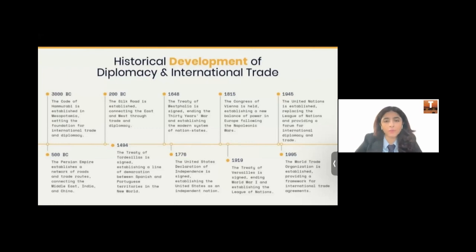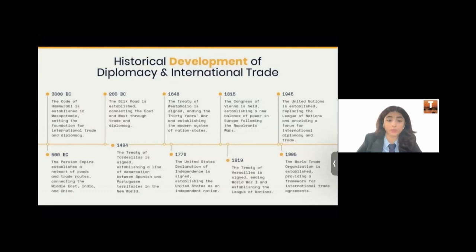Now, we have all heard about the Persian Empire, the Greek Empire, right? And the Persian Empire, particularly under Cyrus the Great, 6th century BCE, implemented policies to promote international trade. The empire facilitated trade along the Royal Road, a vast network connecting Asia and Europe, fostering economic exchanges and cultural interactions.